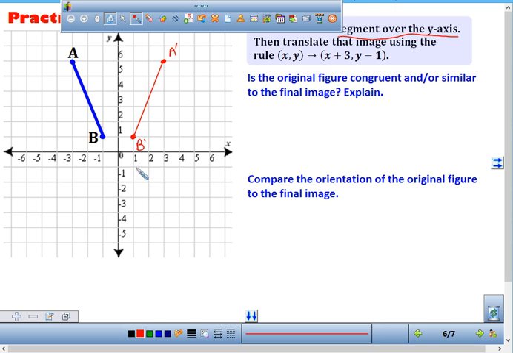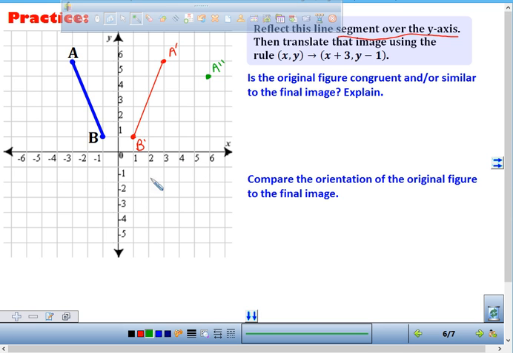And I have my new image. Okay, am I done? No, because then it said to translate. So now I need to translate. X plus 3, y minus 1. That means what? Kim? Which direction 3? Right 3. So at each point, 1, 2, 3 to the right, down 1. And that's A double prime.